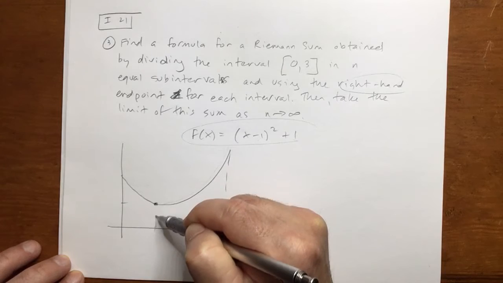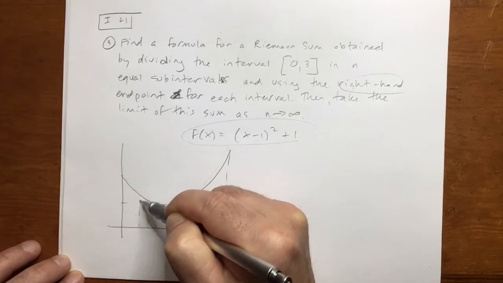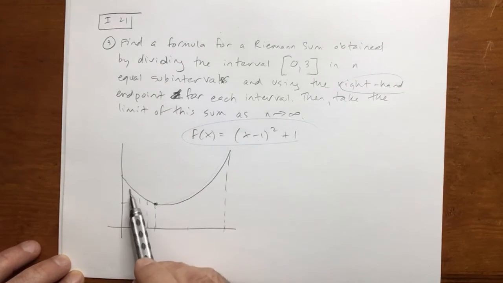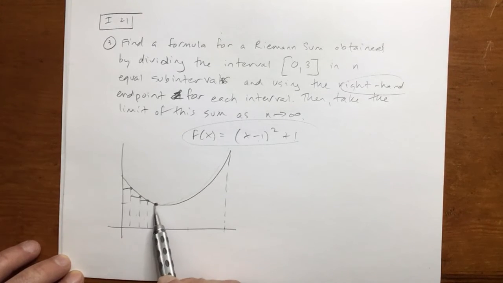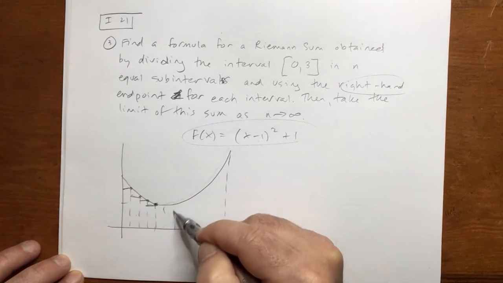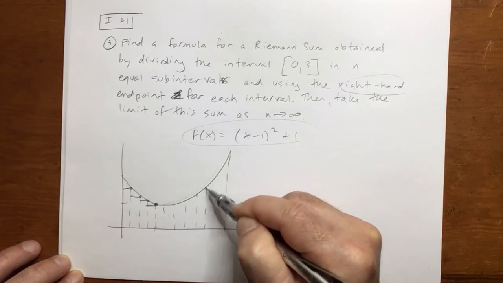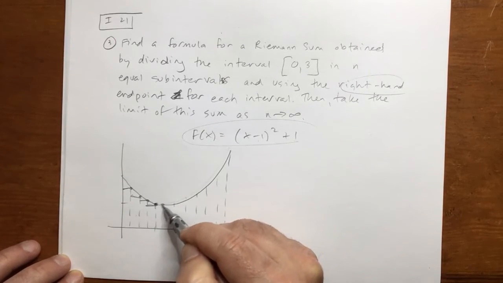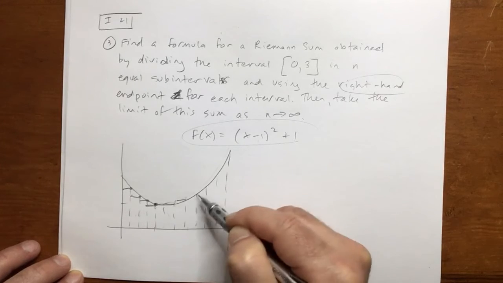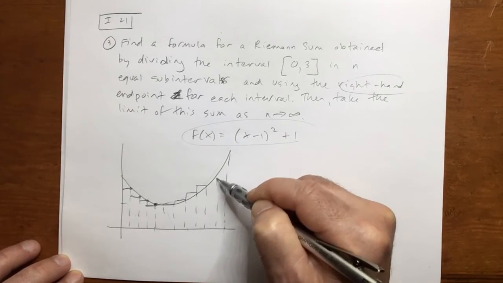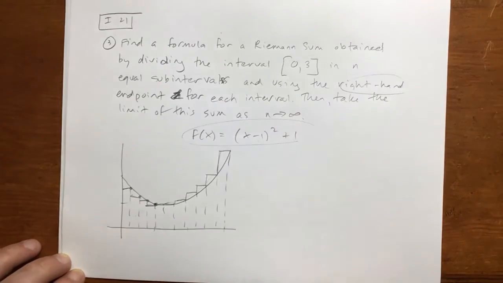On this part, right here, the right hand sum would give us a lower sum, since it's decreasing. But over on here, the right-hand sum is giving us the higher point in each interval. All right, but it doesn't matter because of how we're going to end this problem.